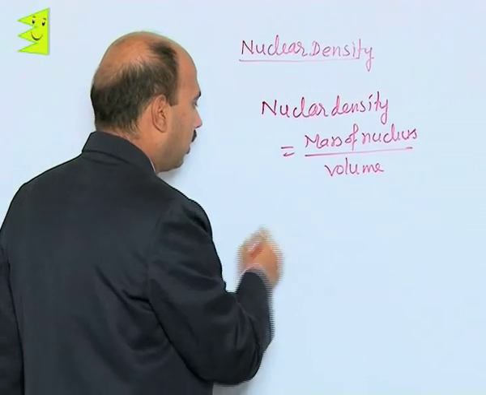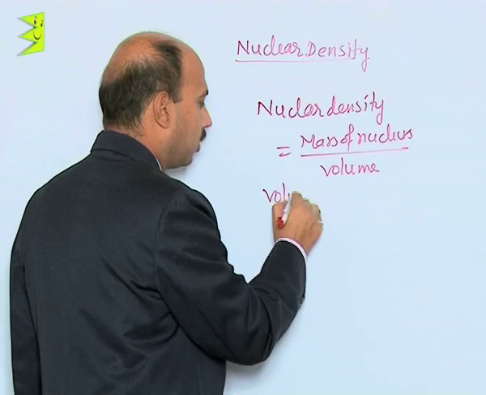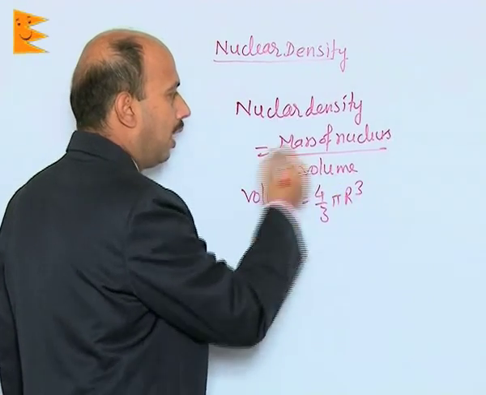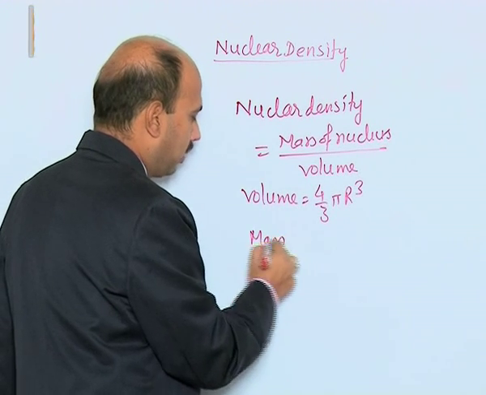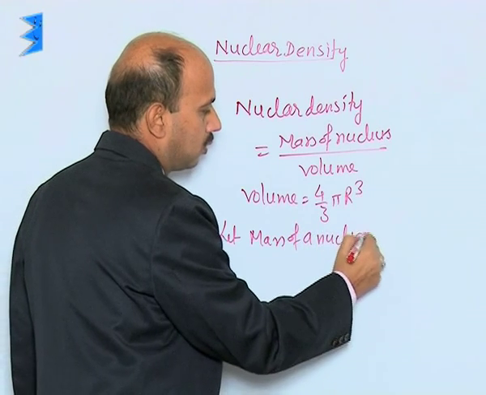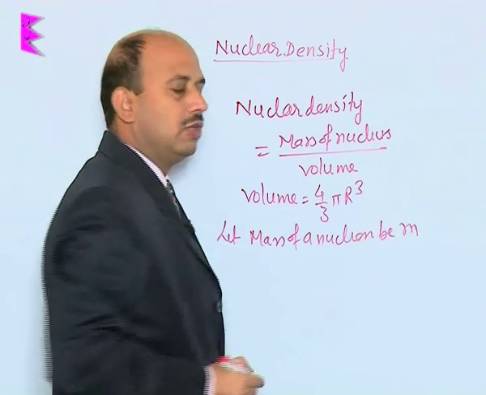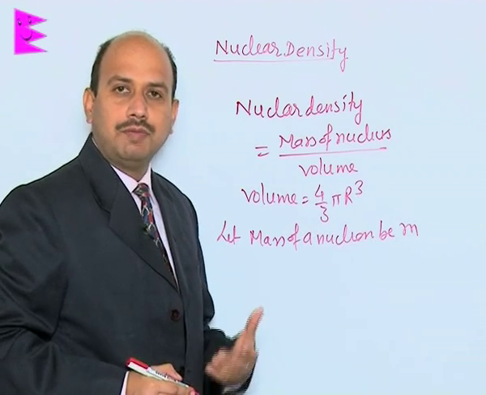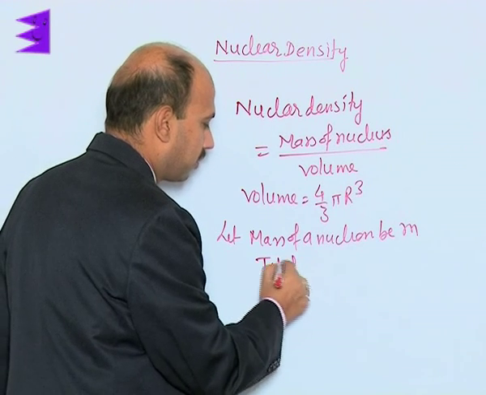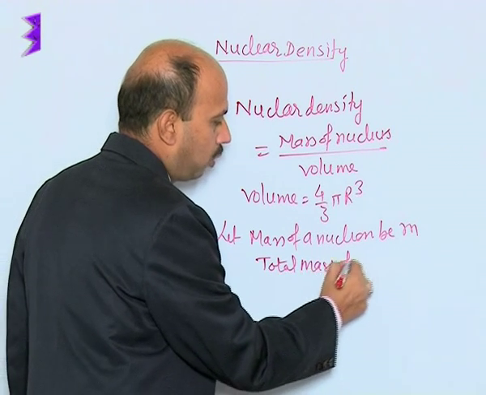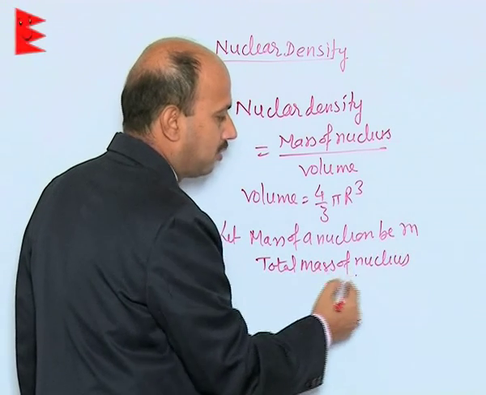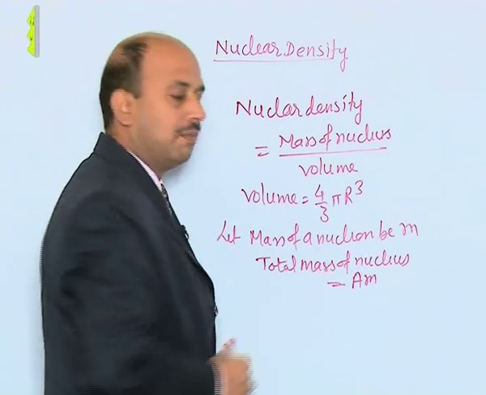Now we know the volume. We can write volume is equal to 4 upon 3 pi r cube, and for the mass of the nucleus we can assume here, let the mass of a nucleon be m. A nucleon is actually a proton or a neutron. We have assumed here equal masses. So the total mass of the nucleus is equal to the mass number into this, so that is A into m.